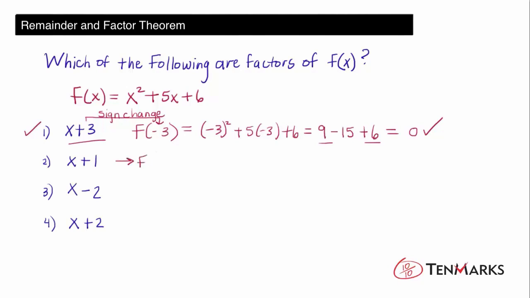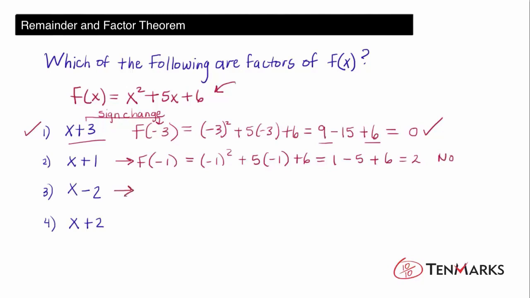We'll evaluate f of negative 1, and that'll give us negative 1 squared plus 5 times negative 1 plus 6. Now we're getting that from our f of x up here. And that's going to give negative 1 squared is positive 1, 5 times negative 1 is minus 5, and a plus 6 here at the end. The 1 and the 6 give us 7, take away 5 gives 2. So this is a no, this is not a factor.